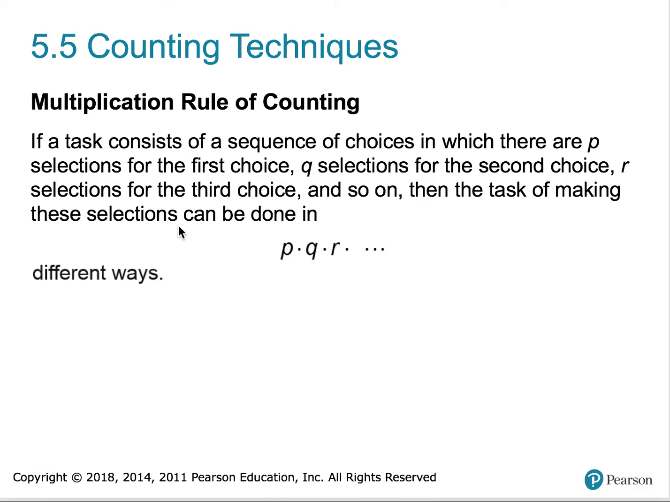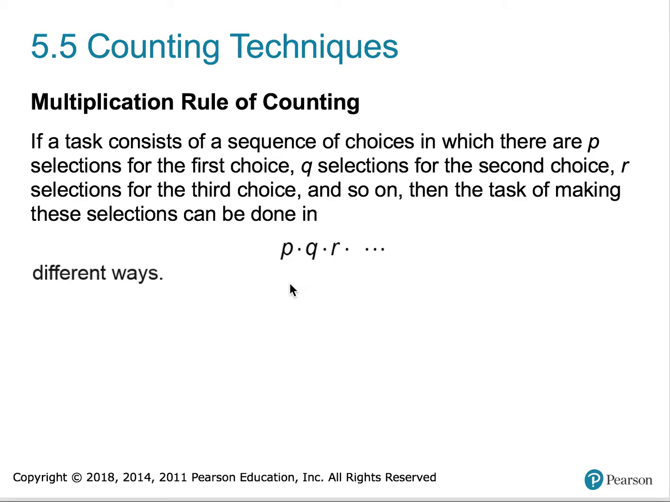If a task consists of a sequence of choices in which there are P selections for the first choice, some number Q selections for the second choice, R for the third choice, and so on, then the task of making these selections can be done in this many different ways. You just multiply. A good way to see why that is to make a tree diagram to start with.